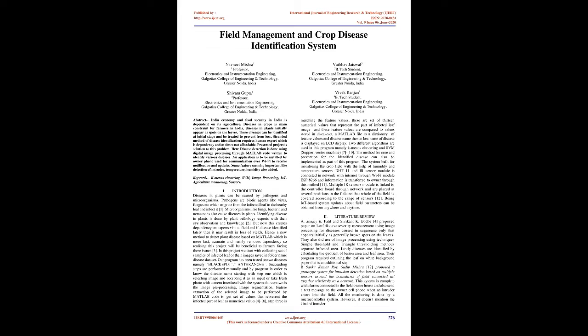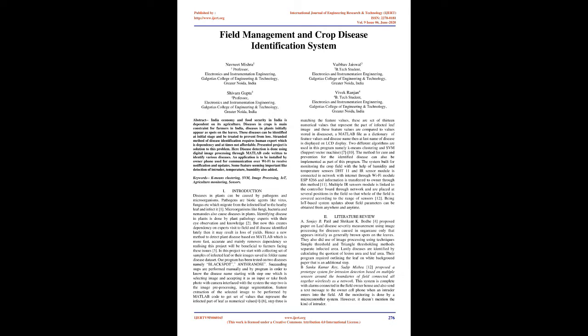Identifying disease in plants is done by plant pathology experts with their eye observation and knowledge. But this creates dependency on experts visiting the field, and if the disease is identified late, it may result in loss of yields. Hence a new method to detect plant disease based on MATLAB, which is faster, more accurate, and mainly removes dependencies, will be beneficial to farmers facing these issues.